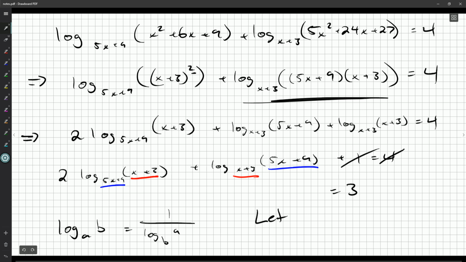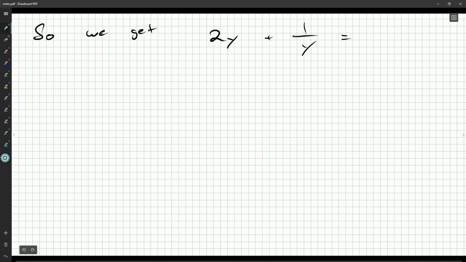So what I'm going to do is, we've already used x, so let's say let y equal the 5x plus 9 one. Okay. So if this is y, this is 1 over y, and what we've reduced this to is just going to be a quadratic. So we get 2y plus 1 over y is equal to 3, because the 4 on the one side and the 1 on the other cancel it out a little bit.